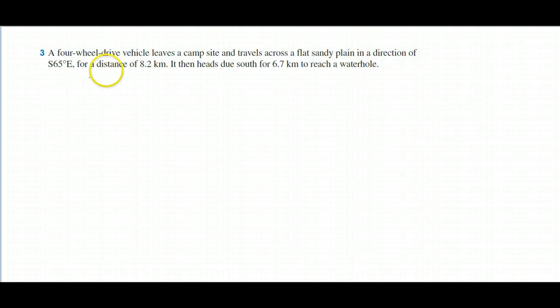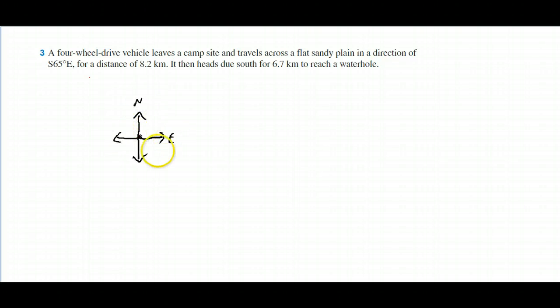This is in the short answer section. So we've got a four-wheel drive vehicle leaving a campsite and traveling across a flat sandy plain in the direction of south 65 degrees east. Okay, so let's say this is our campsite. This is the starting point, and let's draw a little compass on that starting point so we can find our bearing.